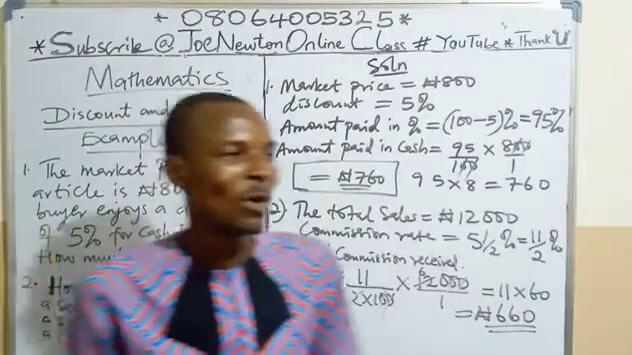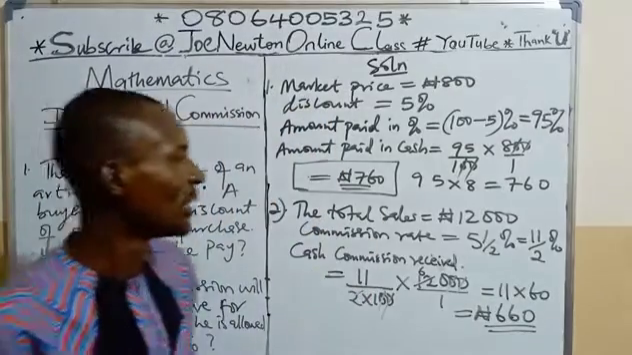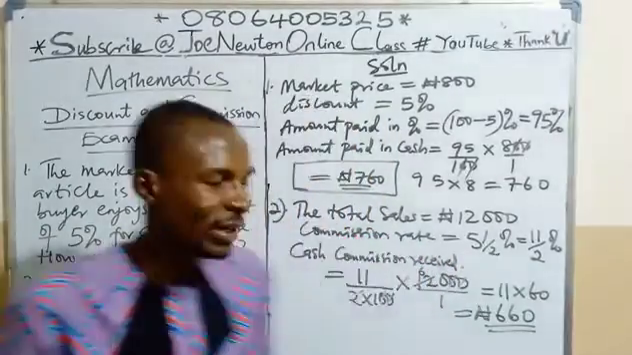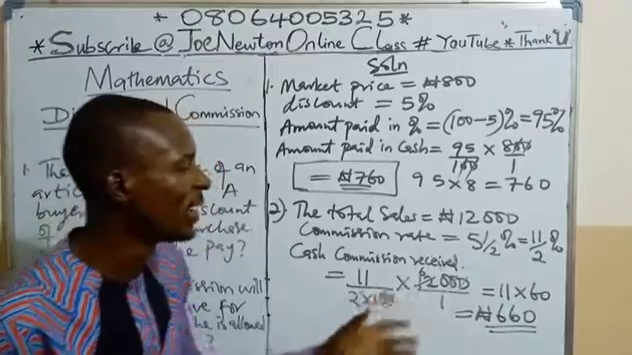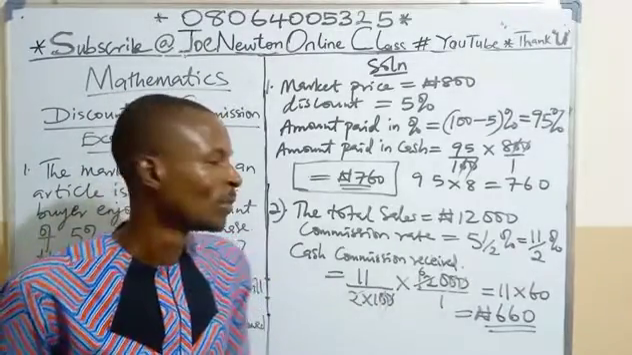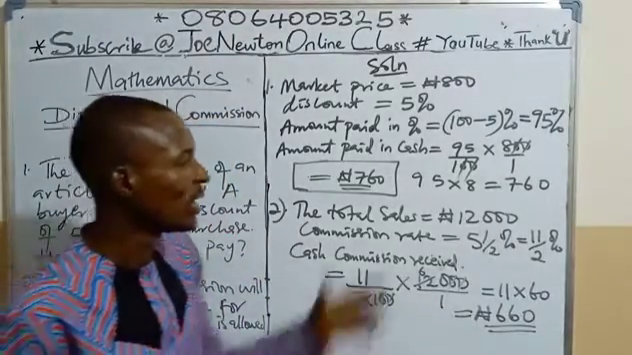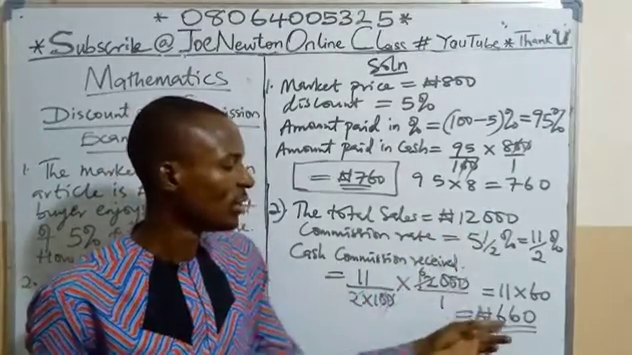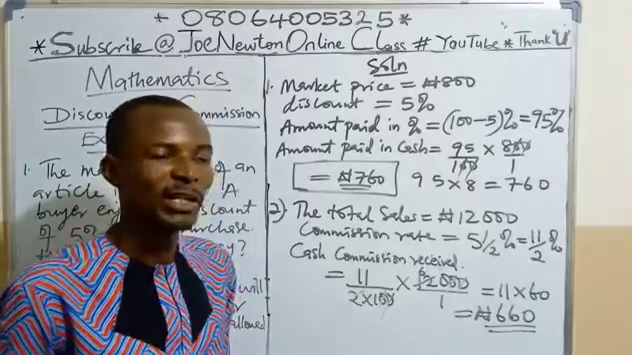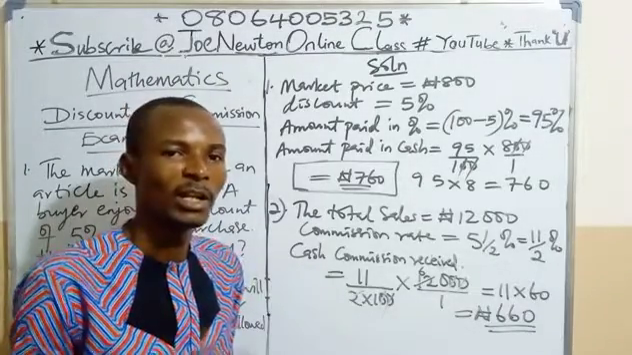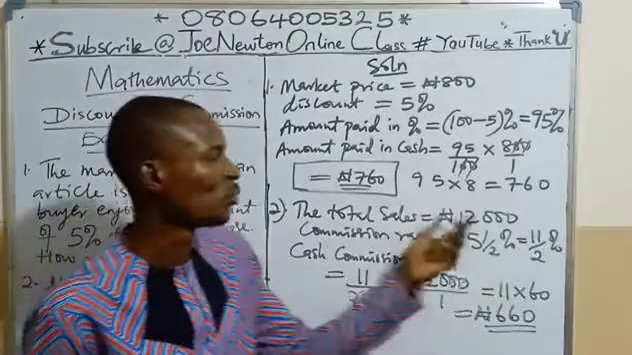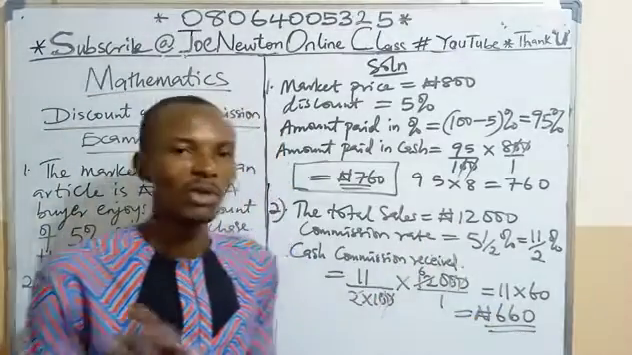I believe that with this example, we have now understood how to calculate commission and discount. And if you are now asked how much he will remit to the principal, it is simple. He will give the principal the total amount of sales minus his own commission. The remainder, the net balance, will be given to the principal, the master of the business. So when you do 12,000 minus 660, you now know how much you will give to the principal.